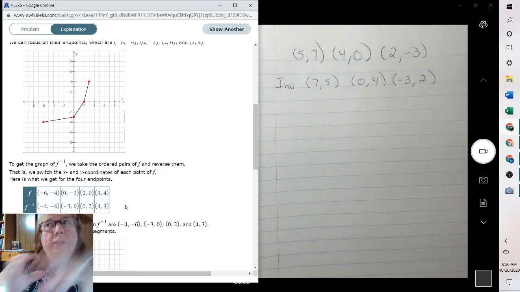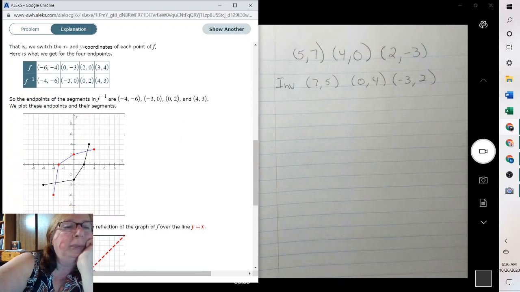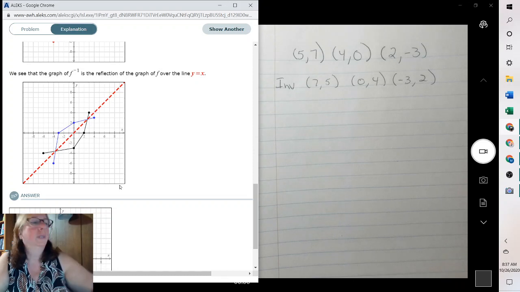Because inverse functions, the domain of the one is the range of the other. It switches it. And then when you plot them, it looks like this. And notice if we look at the x equals y line, it's flipping on that line. And that's all that's to that.